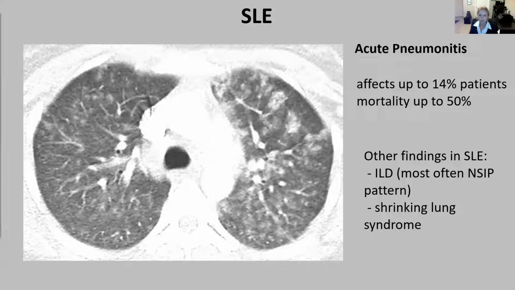Acute pneumonitis affects up to 14% of SLE patients. Mortality is very high, up to 50%. In this patient, we see multifocal ground glass opacities, patchy consolidations. Differential would include also hemorrhage. Other lung findings in SLE include interstitial lung disease, again, most often NSIP, and shrinking lung syndrome.